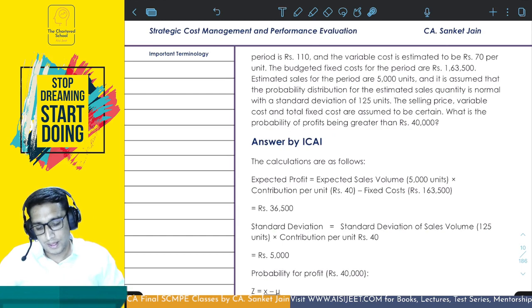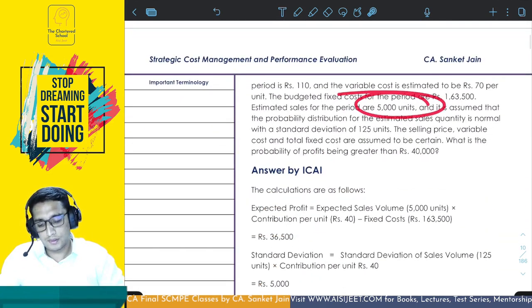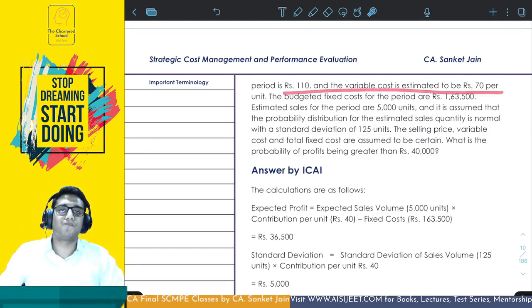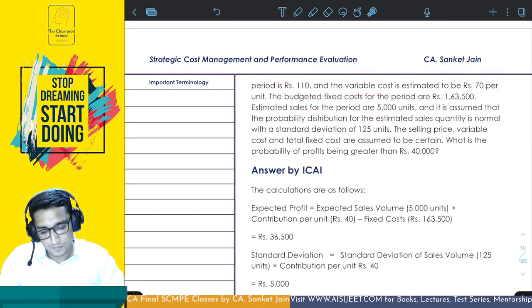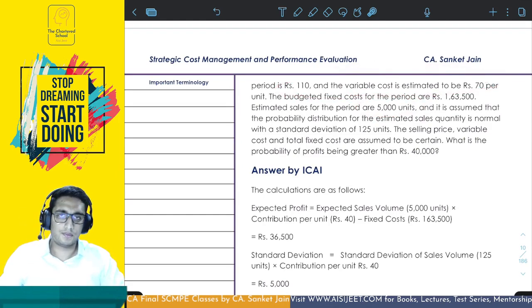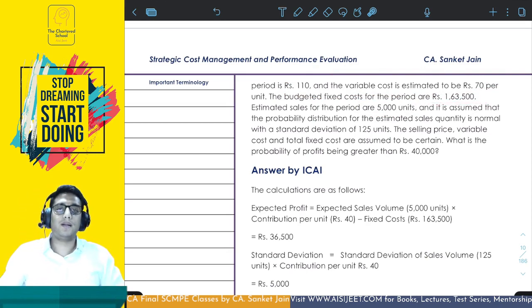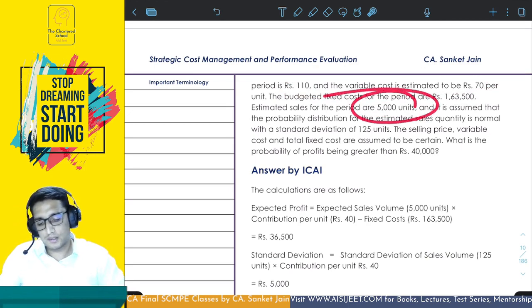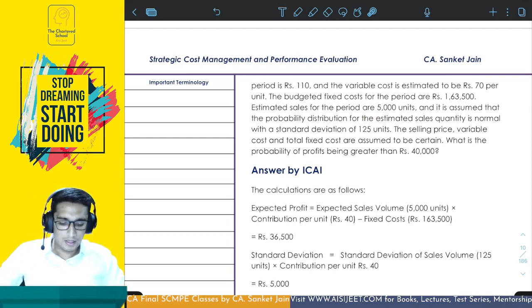So the calculations will be such that we will multiply 5,000 units by 110 minus 70. That is our contribution. So 5,000 multiplied by 40, minus the fixed cost, that is 163,500. That is how you get profit. So for 5,000 units, the profit that you are earning is 5,000 multiplied by 40 minus 163,500. You get 36,500. That is your profit.